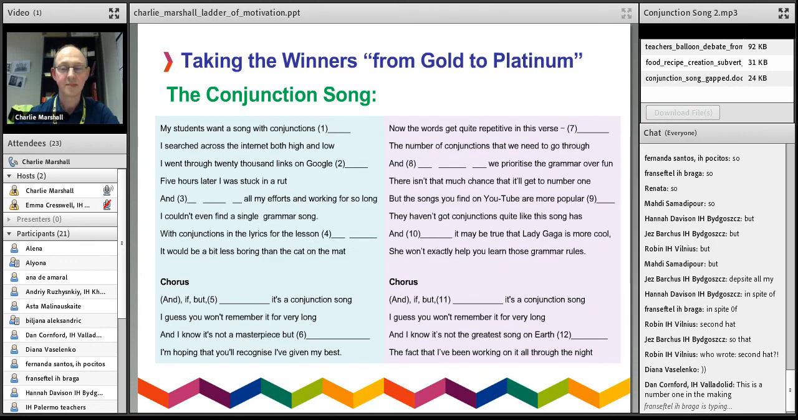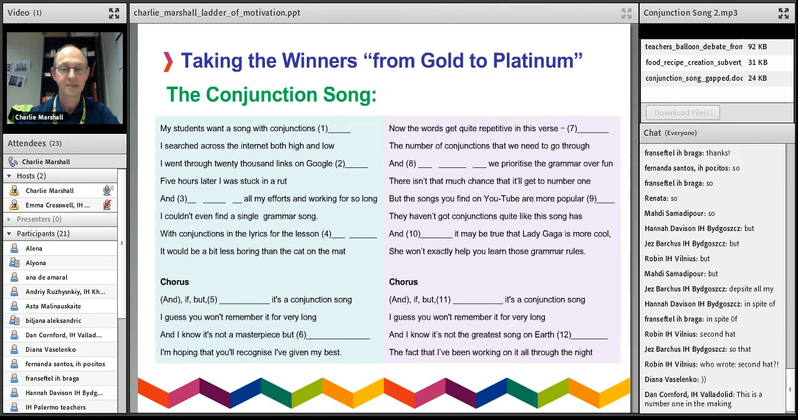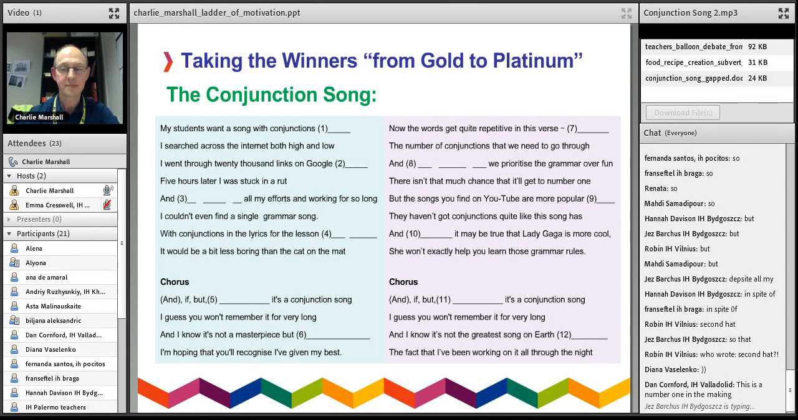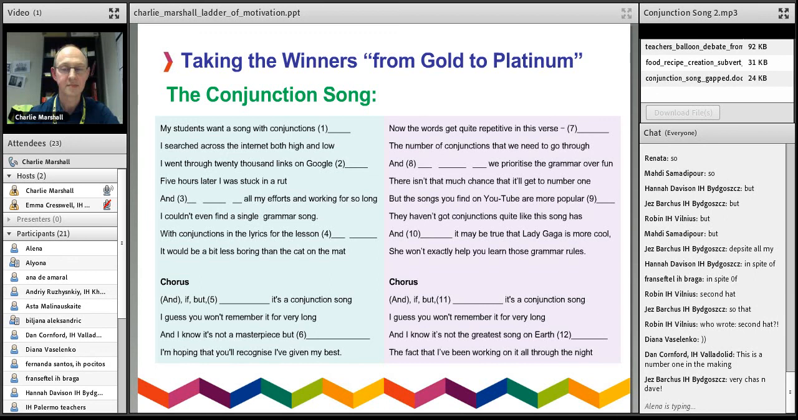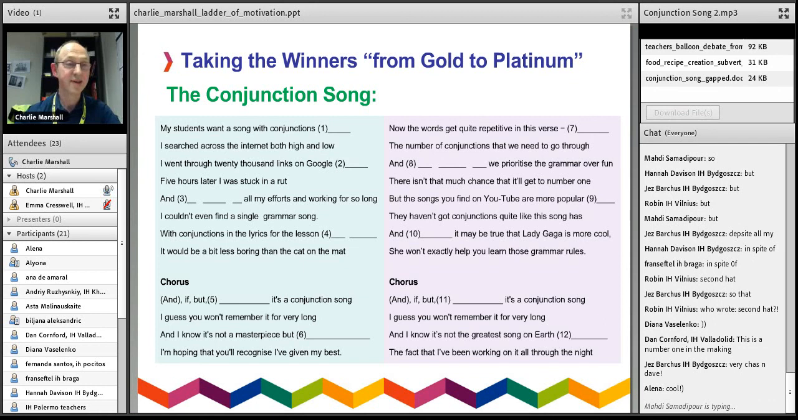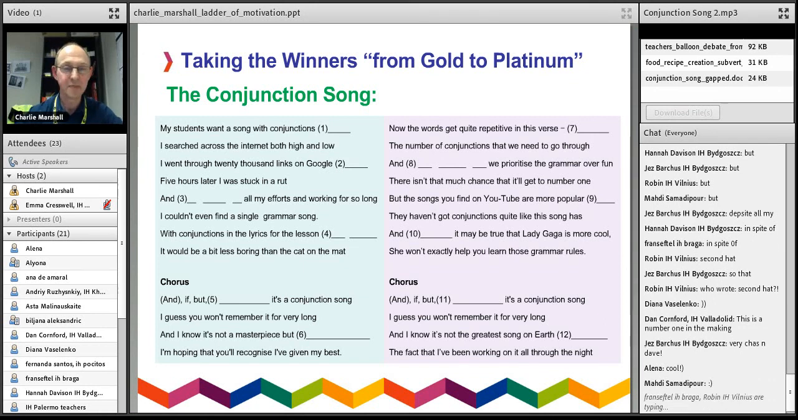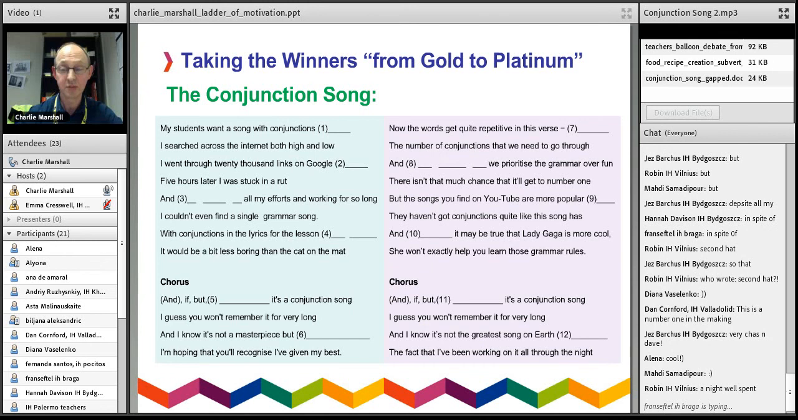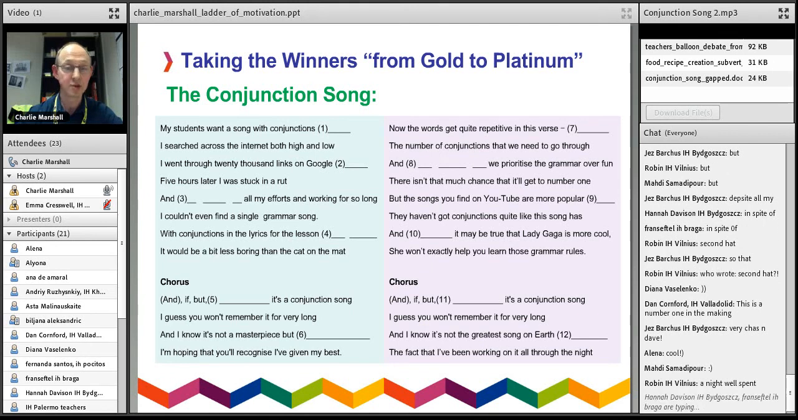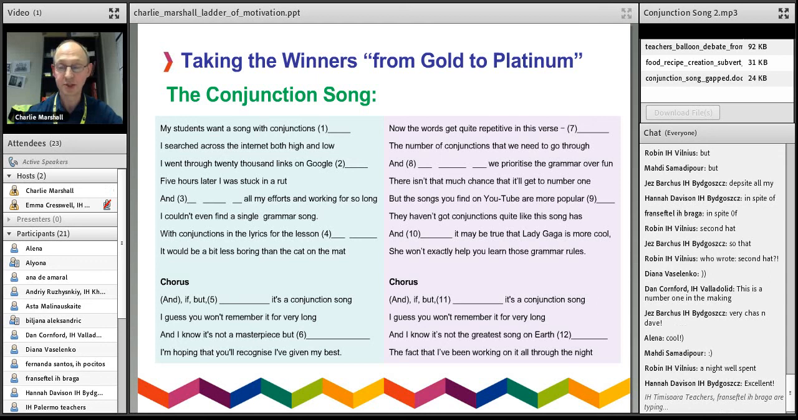And while it may be true that Lady Gaga is more cool, she won't exactly help you learn those grammar rules. And because it's a conjunction song, I guess you won't remember it for very long. And I know it's not the greatest song on earth, despite the fact that I've been working on it. Okay, so there it is. That's the conjunction song. And the students were very positive about it. They seemed to enjoy it, and that's why I thought you might appreciate it as well.